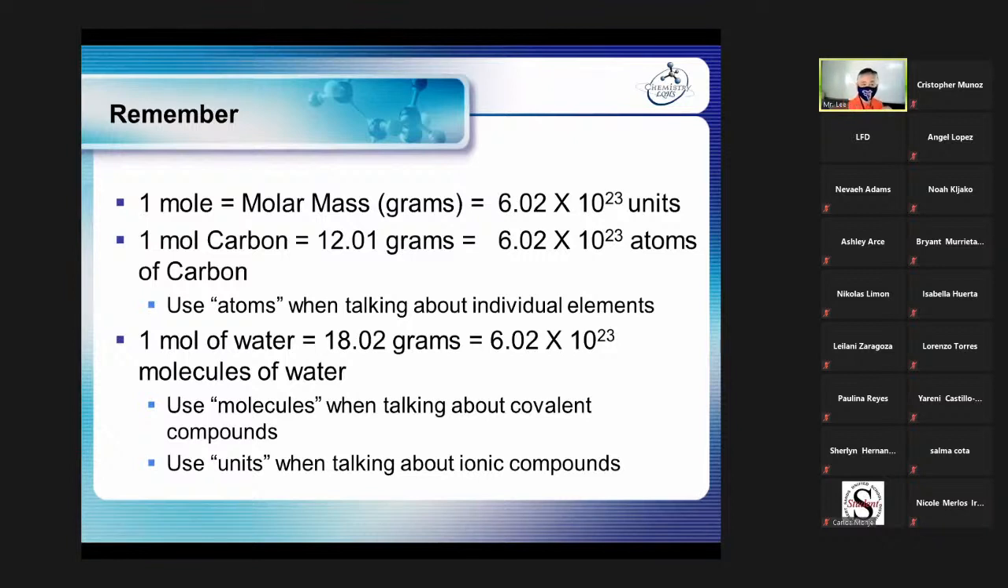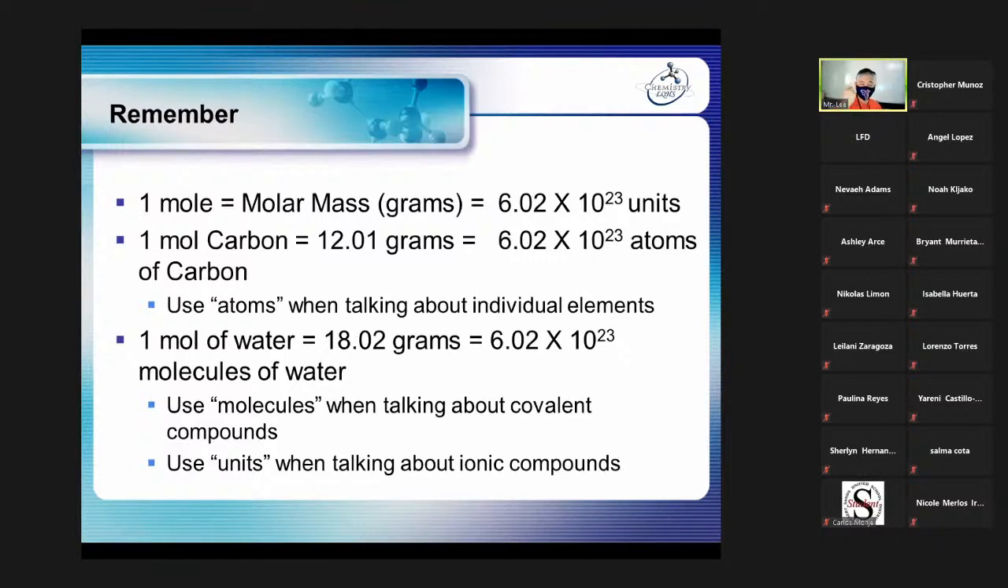Now, we use atoms when we are talking about individual elements, all right? So anytime we're using elements, it's going to be atoms. Now, if we have 1 mole of water, that's going to be 18 grams and 6.02 times 10 to the 23rd molecules of water. Now, why do I say molecules? Anytime you have covalently bonded compounds, remember what a covalently bonded compound is? It's a compound that consists of non-metallic elements, okay? Remember, hydrogen is non-metallic, oxygen is non-metallic. So when we have covalently bonded substances, you use the term molecules because these do exist in individual molecules.